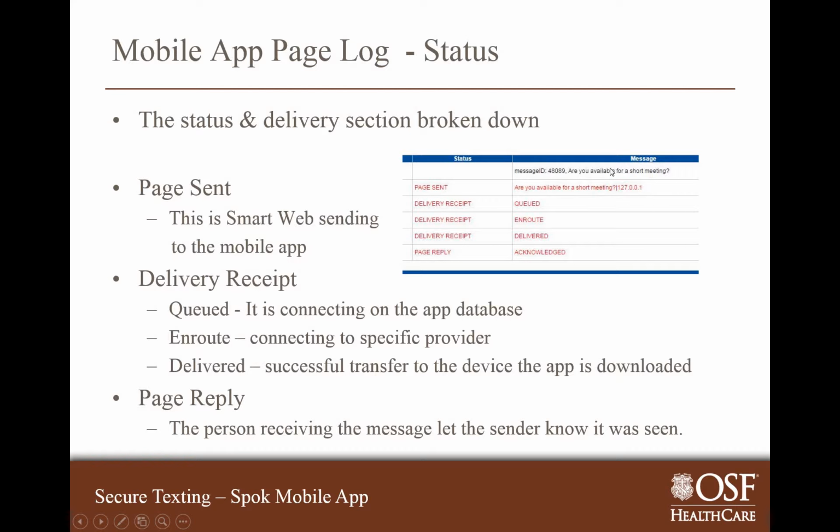This is the message that I would have hit send on. So page sent is SmartWeb sending it to the mobile app database. Queued, these are delivery receipts. Queued means it was connecting to the database to be received, and route means it went from the database and it's zipping down through the airwaves down to the mobile device that the app is downloaded on. Delivered means that the device did receive that message. And then page reply down here, this was when the provider said, yep, I see it. Then they also have the method of communicating back at that point.